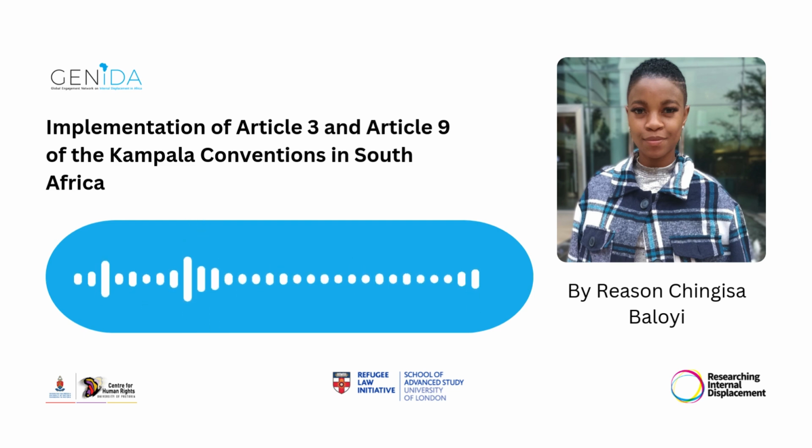In terms of implementation, South Africa has made strides by aligning its national policies with the principles of the Kampala Convention. The National Disaster Management Act and the Integrated Urban Development Framework serve as frameworks for mitigating the impact of displacement caused by natural disasters and urban migration.